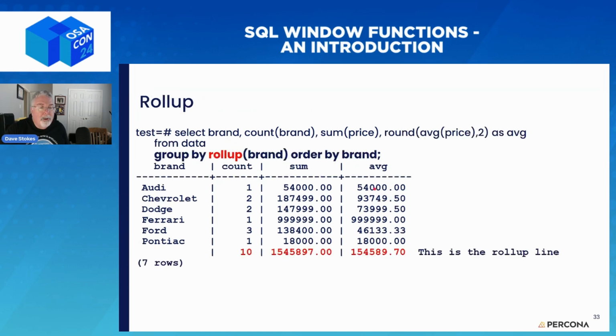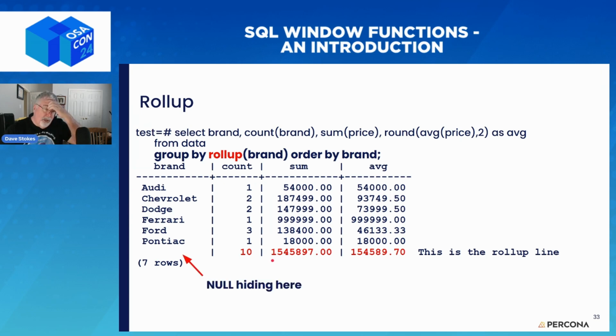Now, something else you might want to take advantage of is rollup. This gets kind of frustrating because it doesn't seem intuitive at first. We're going to sum all the brands. So our 10 rows, when we sum them up, is our 1,545,000 number.